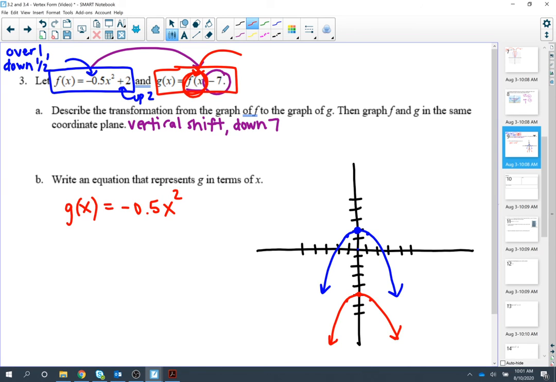But we have the vertex down here, and the question is, where is that vertex? Negative 1, negative 2, negative 3, negative 4, negative 5. So that vertex is actually down here at negative 5. Or we could have taken a positive 2 up here and subtracted 7, which is positive 2 minus 7, negative 5. And there is your equation for g of x in terms of x versus being in terms of f of x.